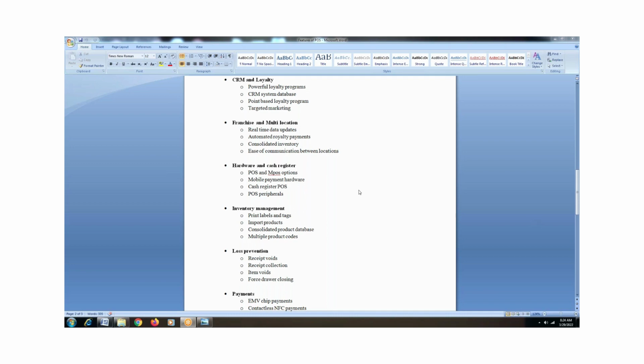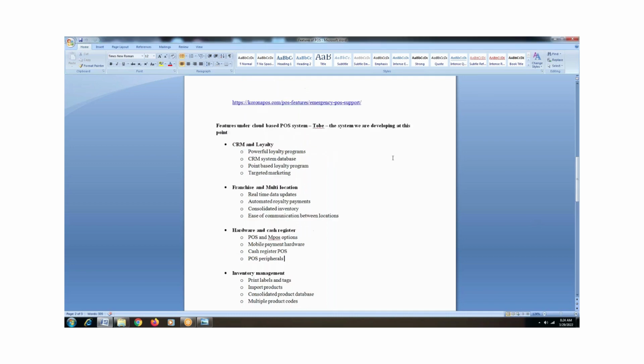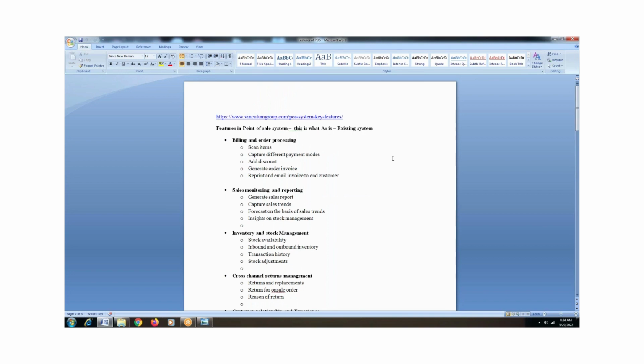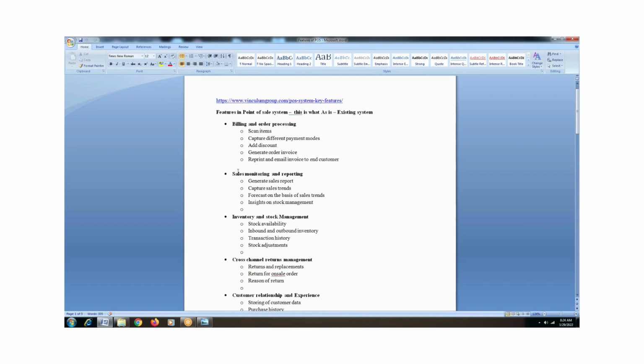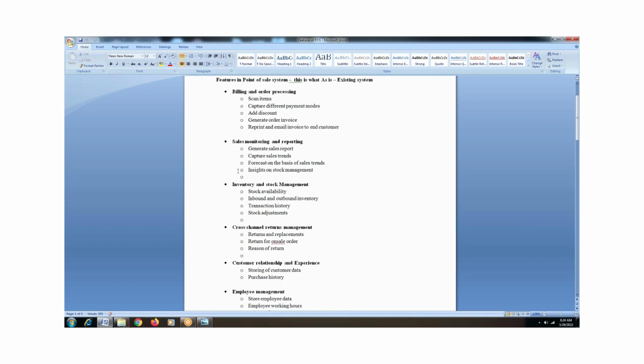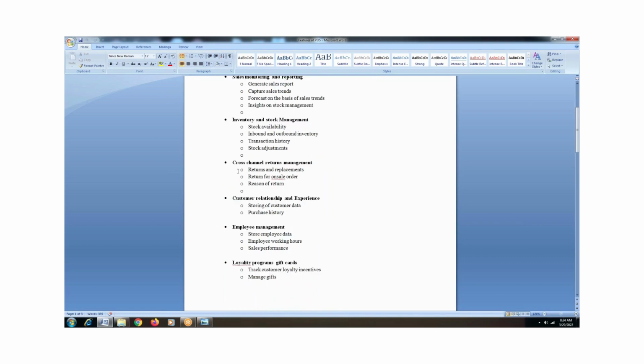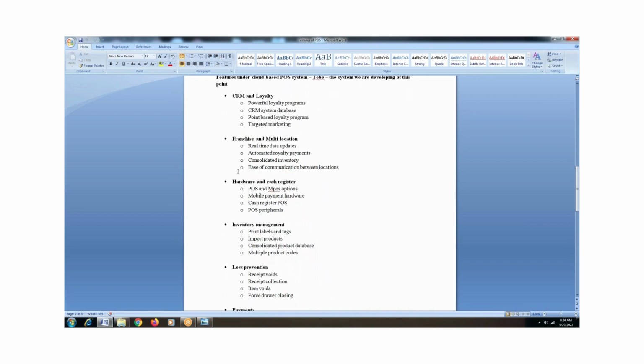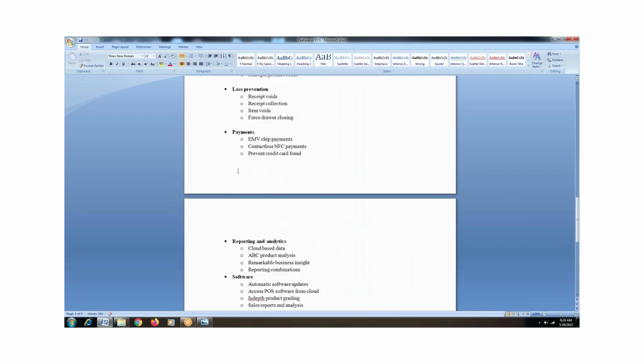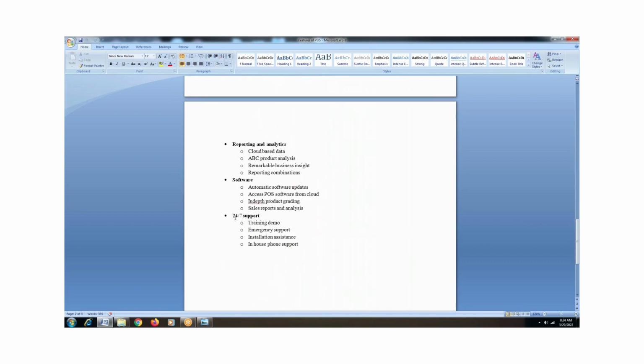If you look closely here, there were features and functionalities I have mentioned for both existing and proposed. The existing one is a traditional POS. Traditional POS has different modules like billing, sales, monitoring, inventory, all that. But in addition to that, if you look closely at a cloud-based POS system, you have a few more. What are those? You have 24/7 modules that are different, right?